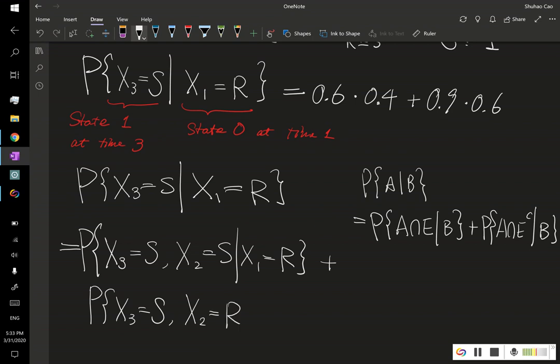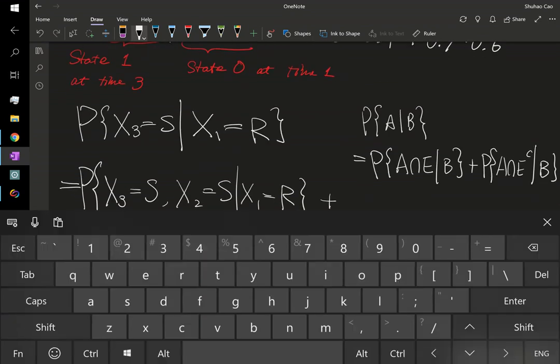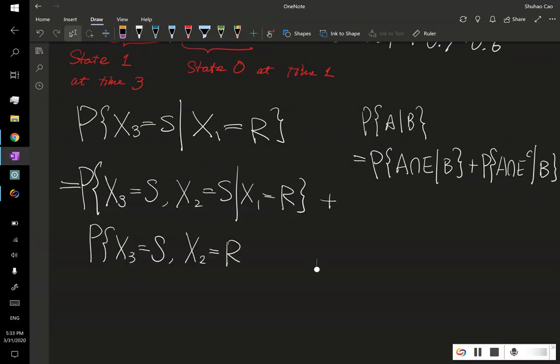X2 equals S and X2 equals R are two mutually exclusive events. So then we have, this is X1 equals R. Okay, and further, we write down these two probabilities using the definition of conditional probabilities.